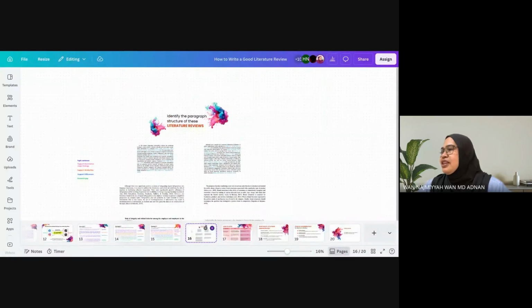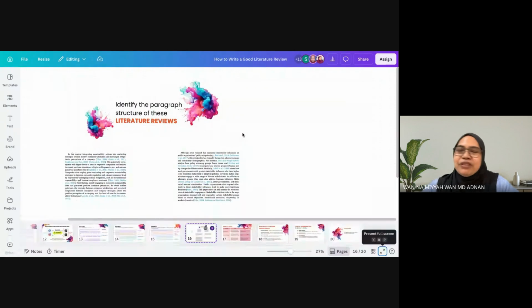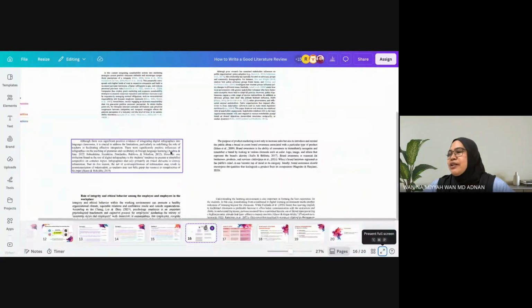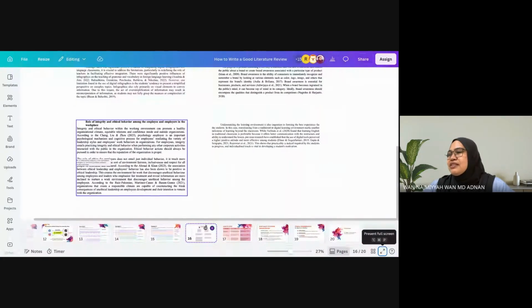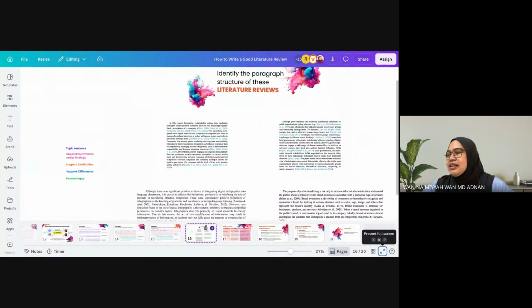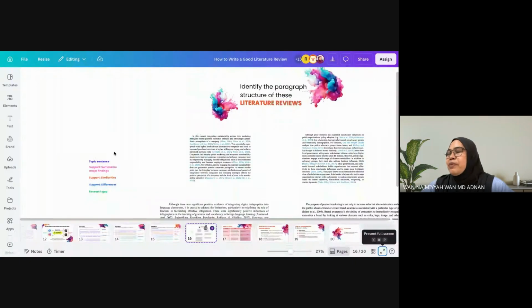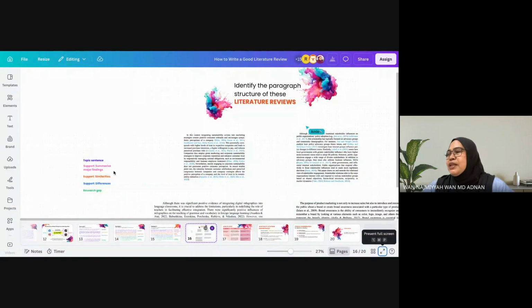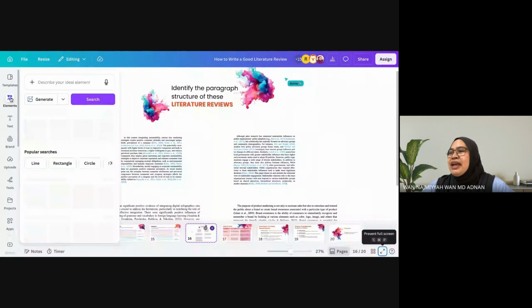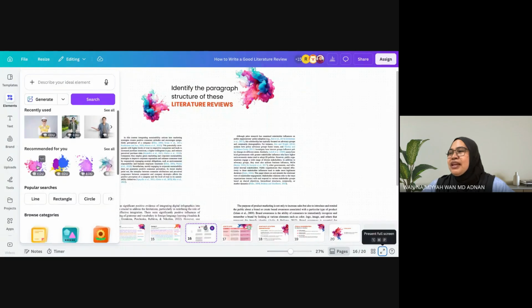So this is where I want you to identify the paragraph structure of this literature review. What we have here is 1, 2, 3, 4, 5, 6. Six, because I screenshotted from different articles. So we have learned about topic sentence. You can explore it. You can use elements, like sticky notes.